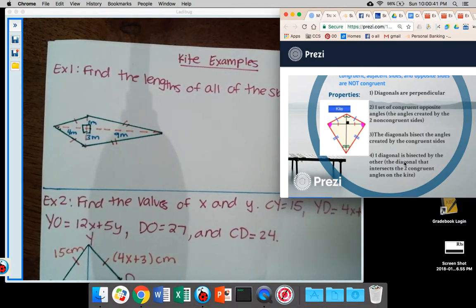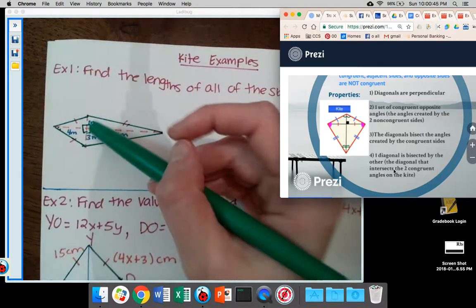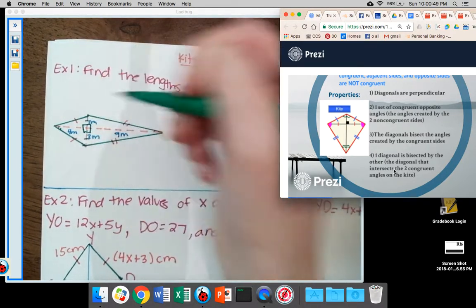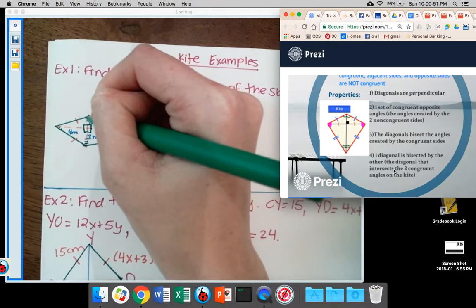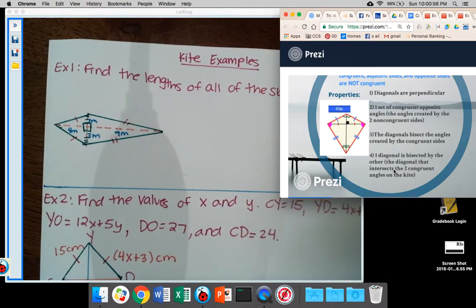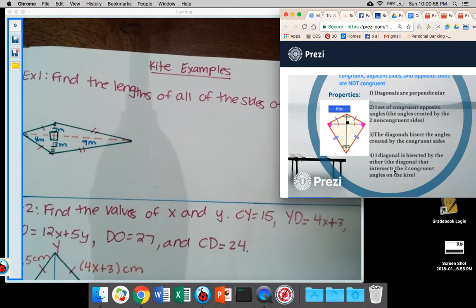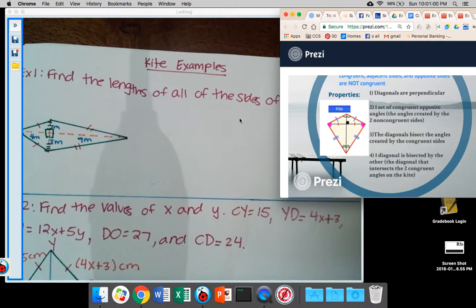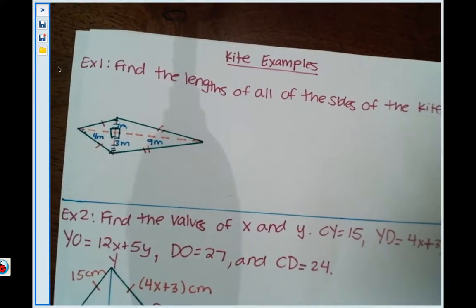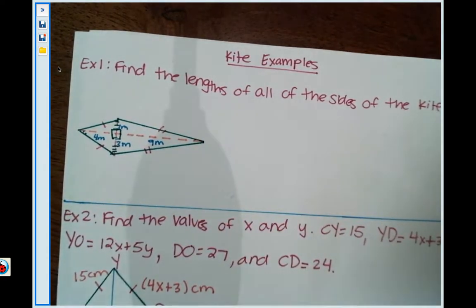Also, one diagonal is bisected by the other, and we kind of already know that because these two are already 3. So these two are also congruent, which I'll mark with 3 tick marks, since I already have 1 tick mark here and 2 tick marks there. Since we're finding side lengths, we really don't need the properties of the angles. So let's take a look at this. I want to know what these 4 sides are.